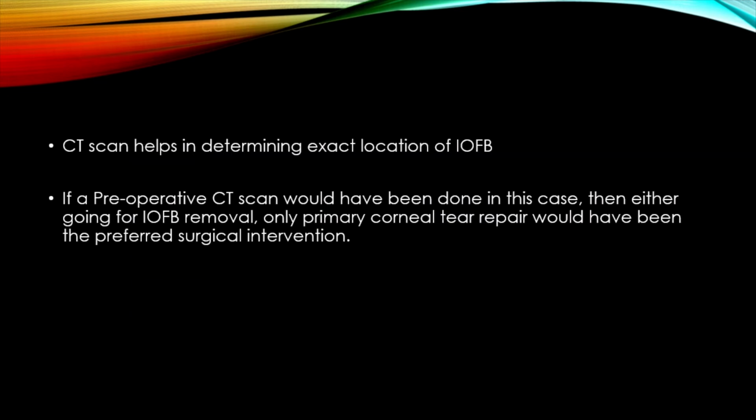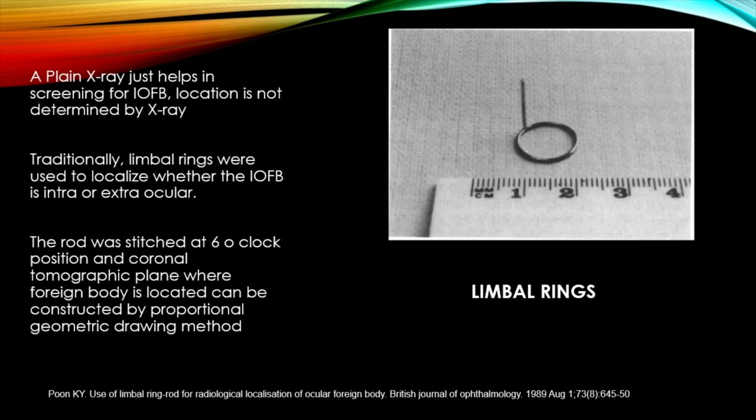So in this case, the CT scan helps in determining the exact location of the IOFB, instead of relying on X-ray. If a preoperative CT scan had been done, then instead of going for IOFB removal, only primary corneal tear repair would have been the preferred surgical intervention. Previously, in the pre-CT scan era, limbal rings were used and an X-ray was done to locate the foreign body, whether it was intraocular or extraocular. The ring was stitched at the 6 o'clock position, and the coronal tomographic plane was taken where the foreign body is located, and it was constructed by the proportional geometric drawing method. However, it is not used now.